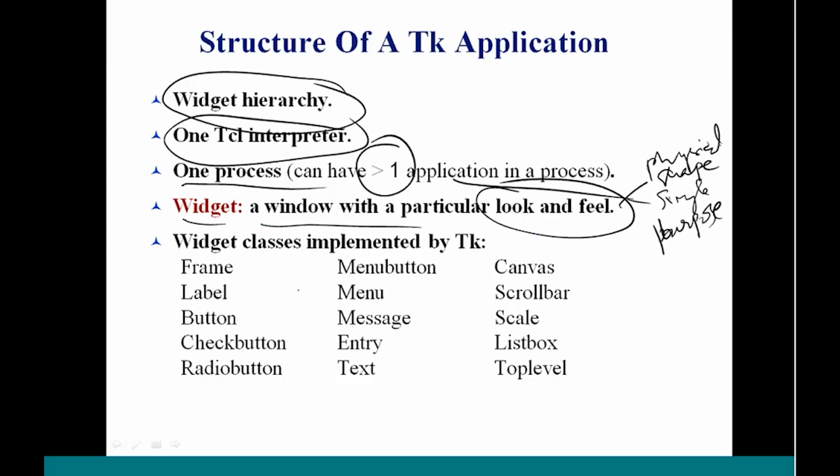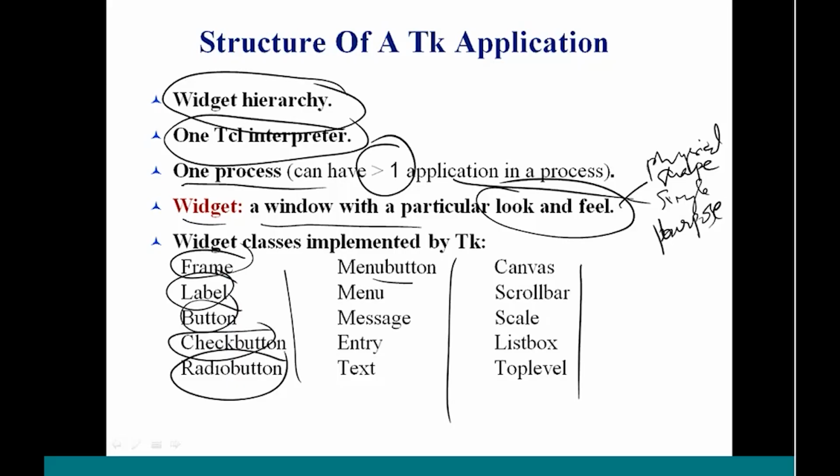The widget classes implemented are these ones. I will also cover some of this in the next slide. You can think of this as frame, label, button, check button, radio button, menu button. Even button has so many different classes, and we have menu as another one, message, entry, text, canvas, scroll bar, scale, list box, and top level.